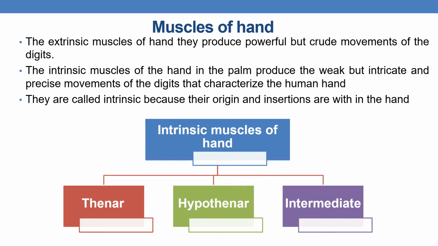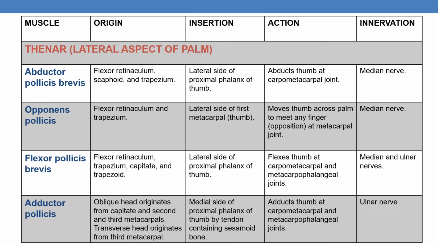The intrinsic muscles of hand are divided into 3 types: thenar, hypothenar, and intermediate. Coming to the thenar muscles, which form the lateral aspect of the palm. The first muscle in it is abductor pollicis brevis. Origin of this abductor pollicis brevis is flexor retinaculum, scaphoid, and trapezium. And insertion is the lateral side of the proximal phalanx of thumb.